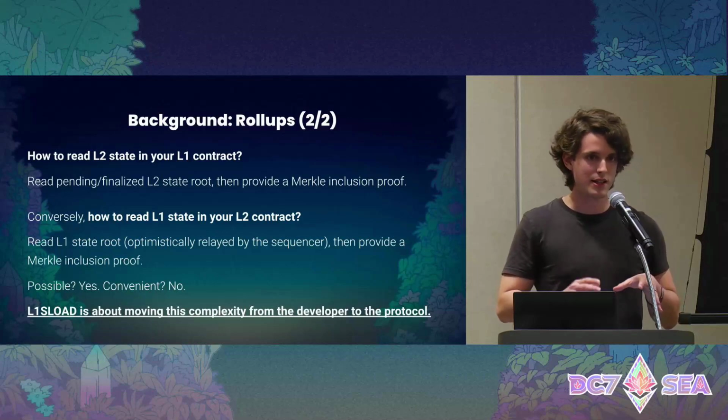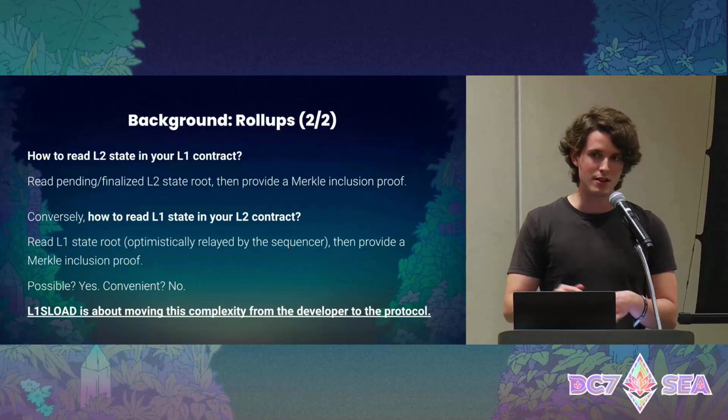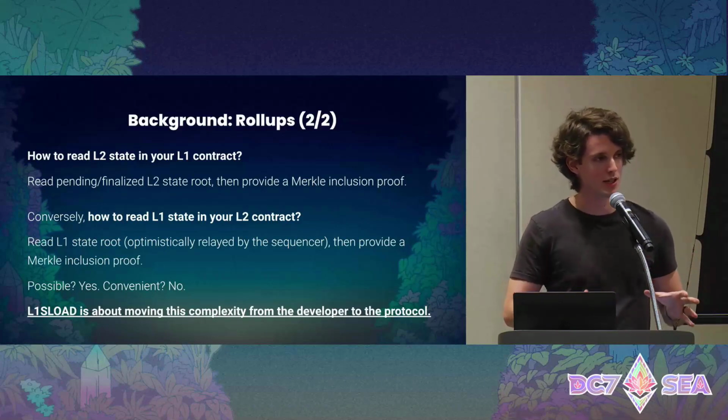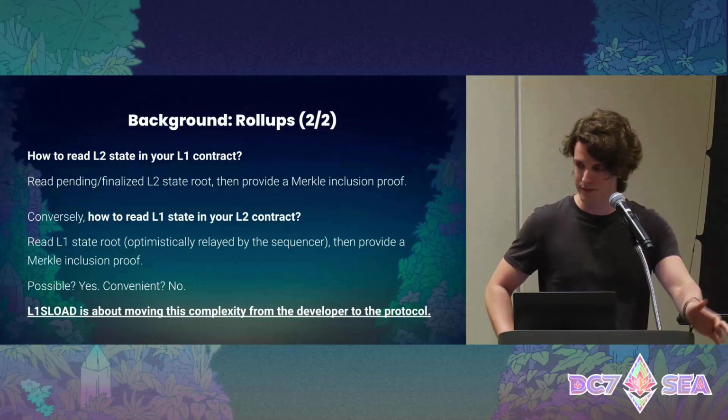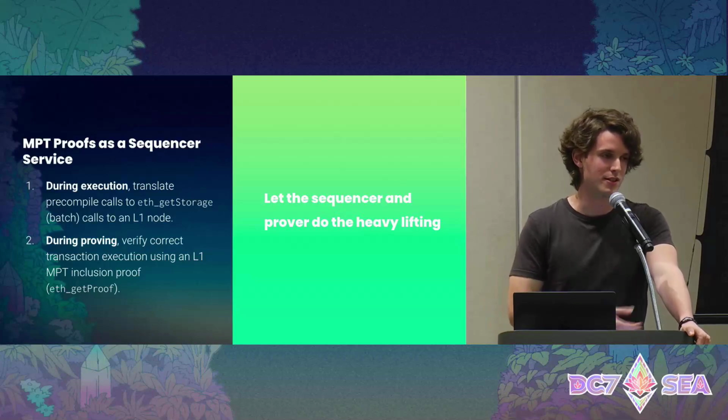So the idea here is that all of this process, the second part, how to read L1 state from L2, is something that the sequencer could provide you as a service. So hide all the complexity from the developers, and you just focus on your application logic and just interact with this contract. So I would say it's Merkle proofs as a sequencer service. That's one way to think about it.